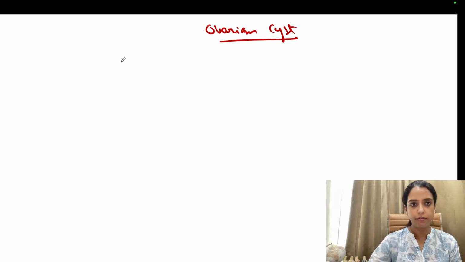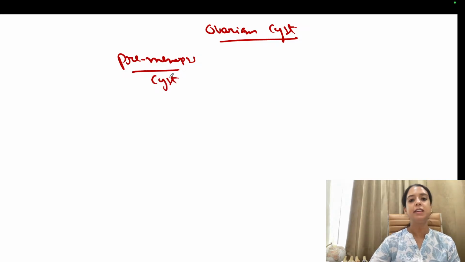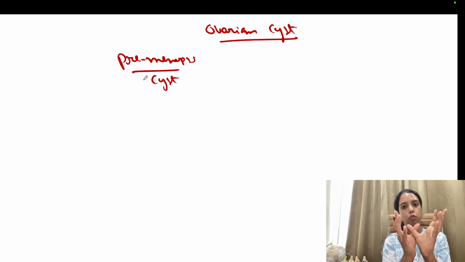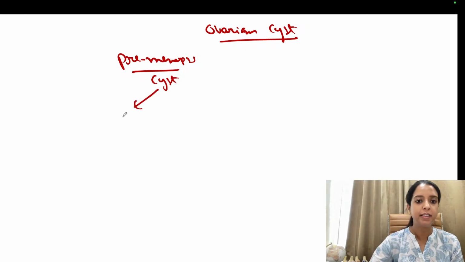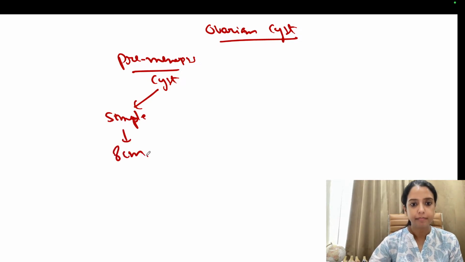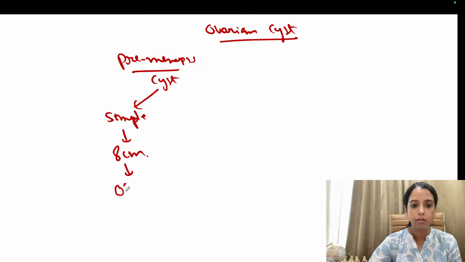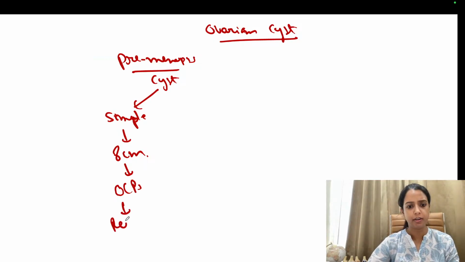So management is different. In premenopausal, if I see an ovarian cyst, I have to see whether it is simple. Simple matlab like a balloon. No septation, no fluid, simple cyst. If it's a simple cyst, I can manage it conservatively till 8 centimeter. 8 centimeter का cyst I can manage conservatively. So I will mainly give her OCPs and I will see the cyst will resolve. ठीक है, cyst will resolve.